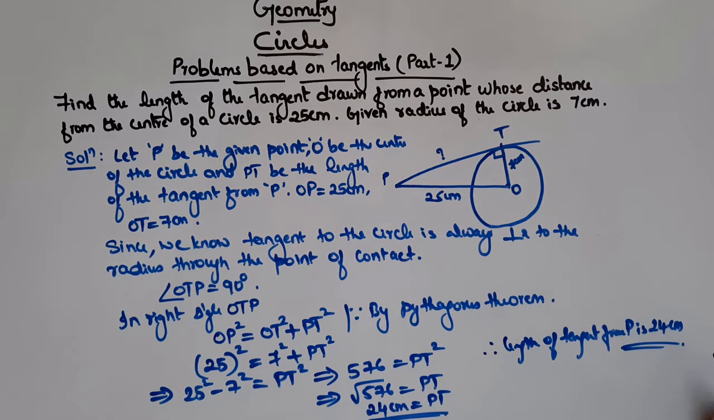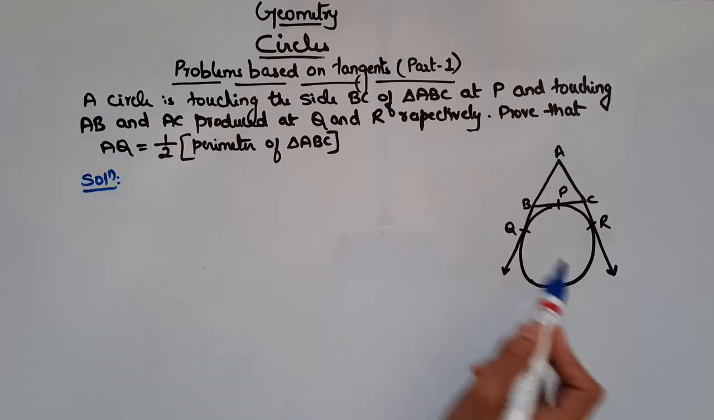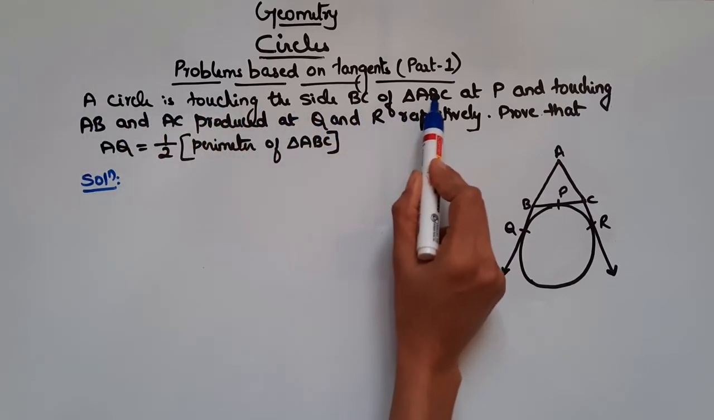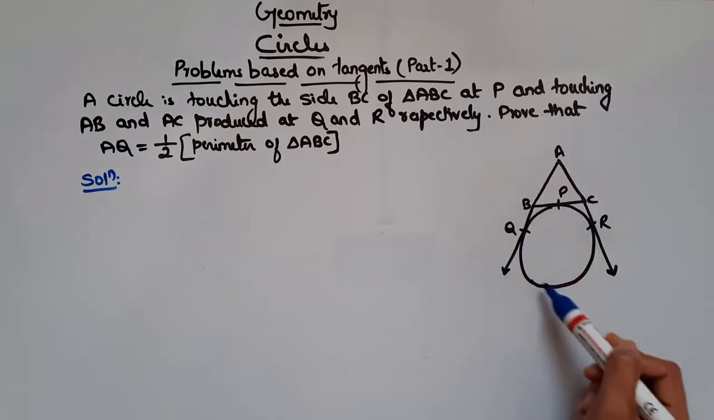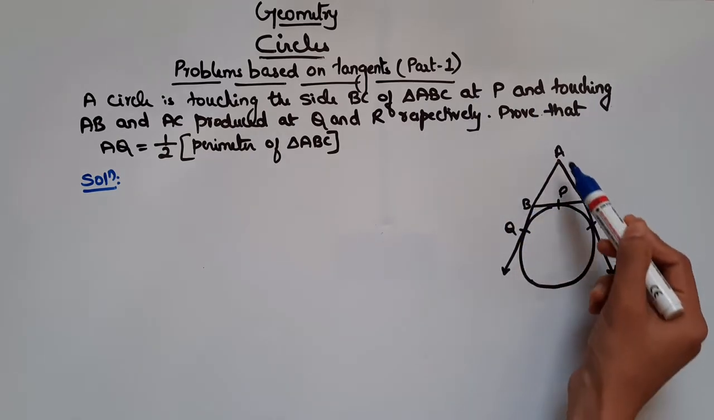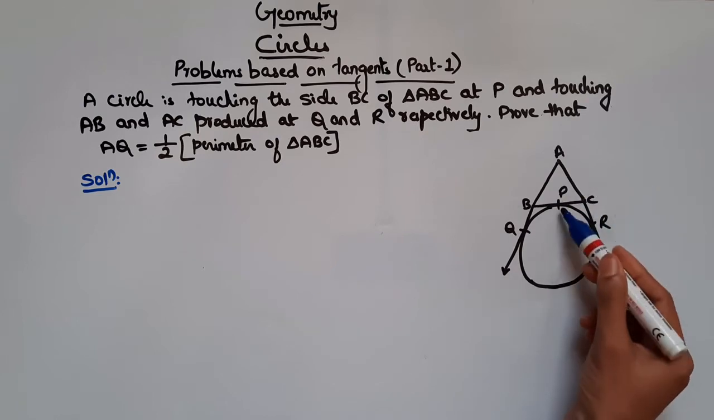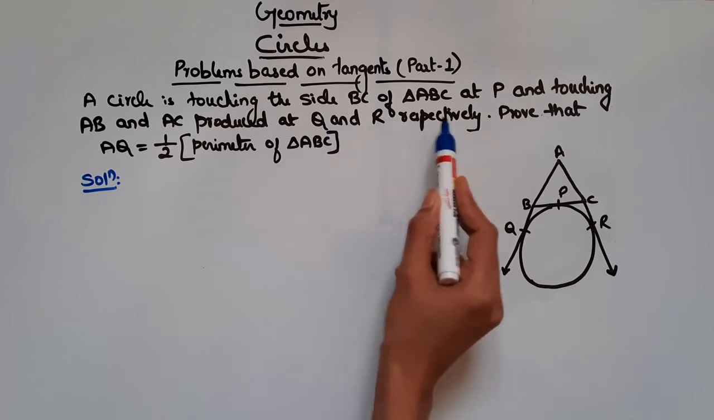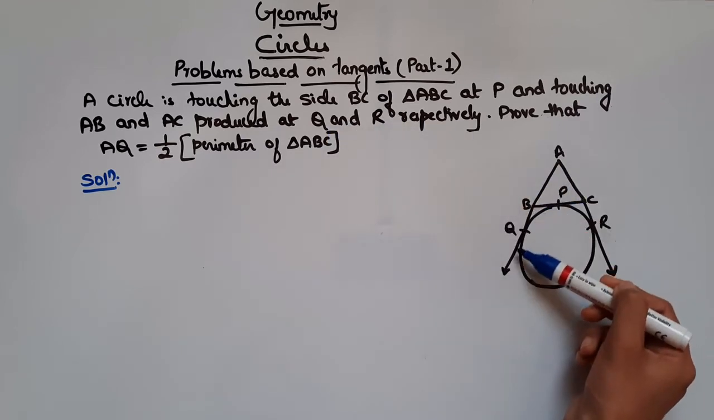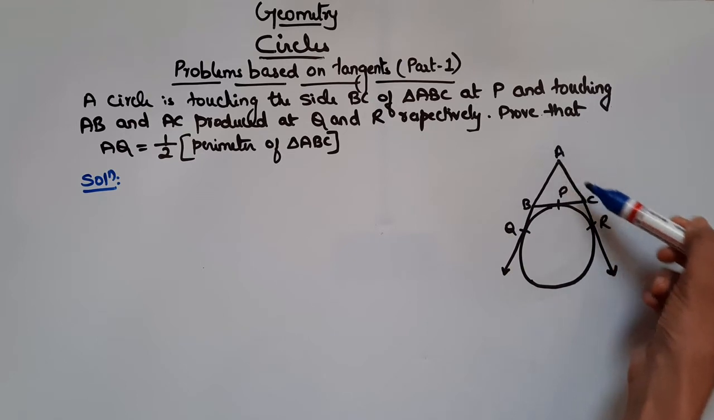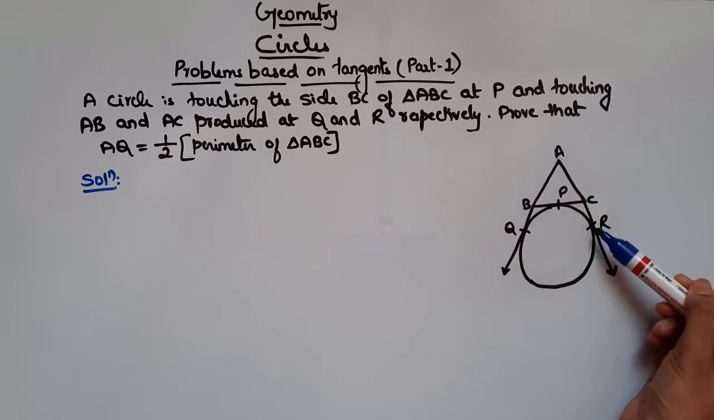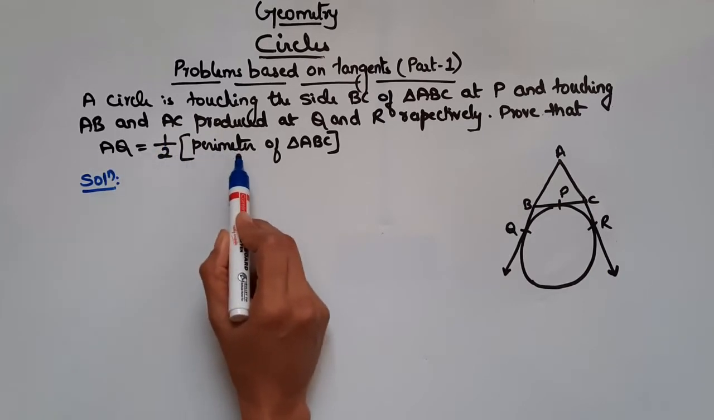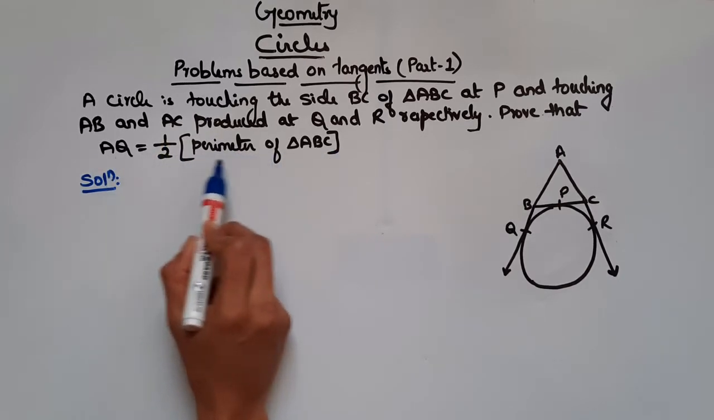Now let's see another problem. Here the figure is given. Here it says a circle is touching the side BC of triangle ABC at P. So the circle is touching the side BC of a triangle ABC at point P, and touching AB and AC produced at Q and R respectively. So AB is produced to touch the circle at Q and AC is produced to touch the circle at R. Prove that AQ is equal to half into perimeter of triangle ABC. So we have to prove this.